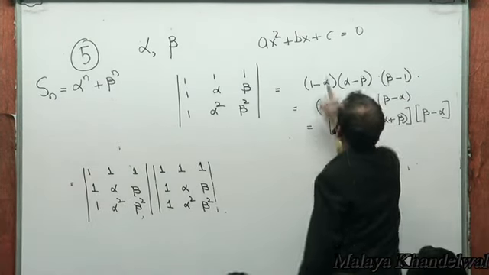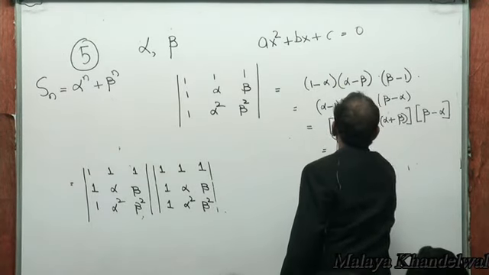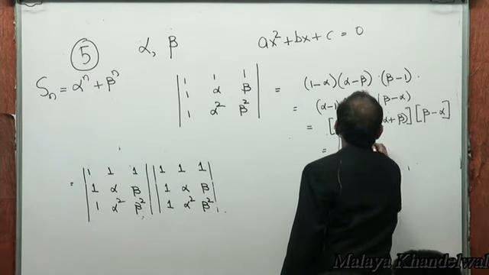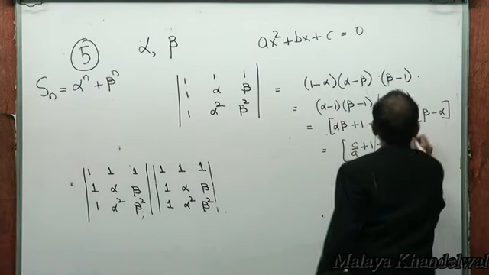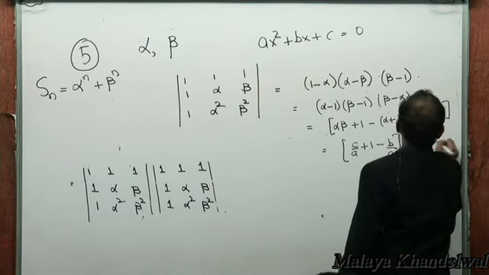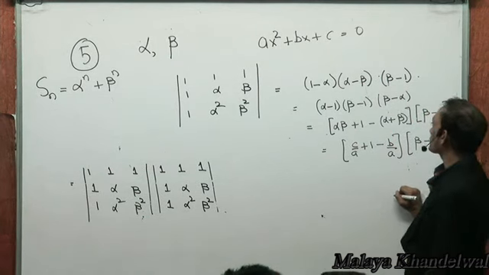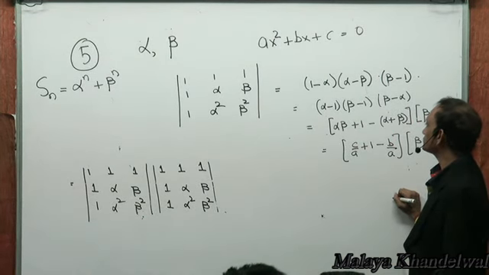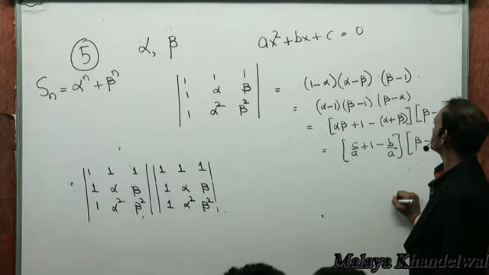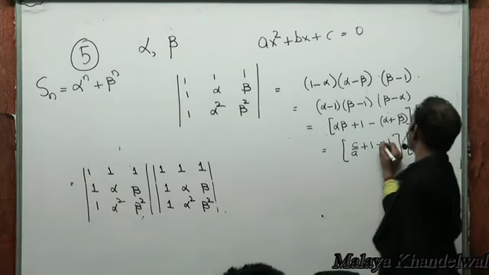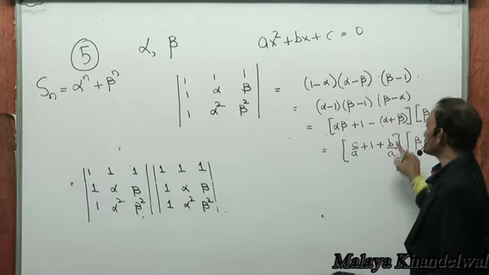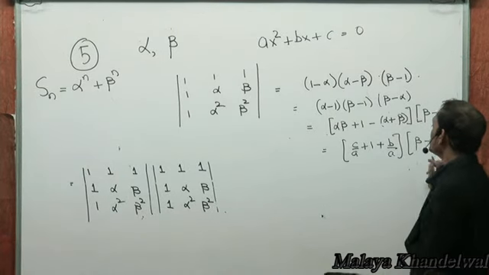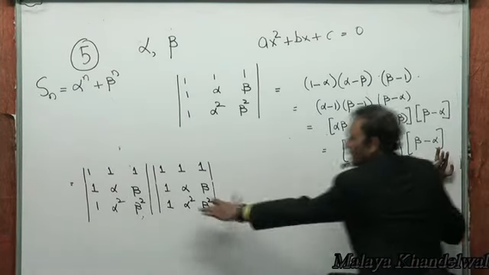Now the value of this, alpha beta, the product is c by a, minus the sum of the roots, minus b by a, into beta minus alpha. Minus, so plus b by a, right? Minus of alpha plus beta, which is b by a. Clear? So I need to square this to get the required determinant.